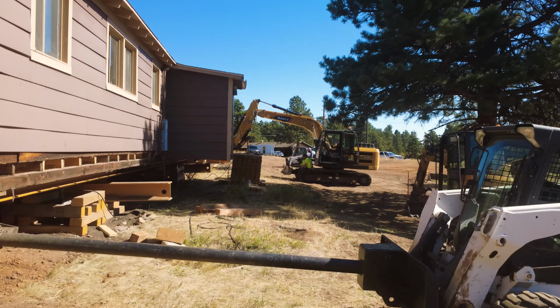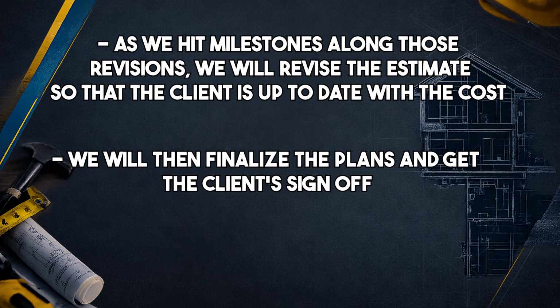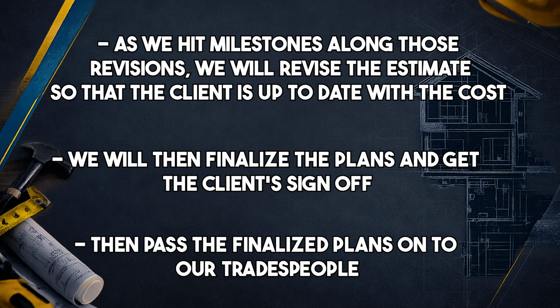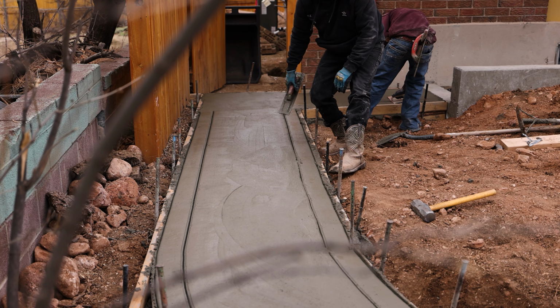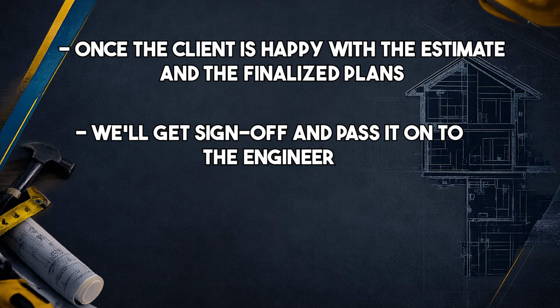This could be 4 revisions, this could be 20 revisions. As we hit milestones along those revisions, we will revise the estimate so that the client is up to date on how their changes are reflected in the cost. From there, we will finalize the plans, get their sign off, and pass the finalized plans on to our tradespeople. Mike will then finalize the estimate. Once they're happy with the estimate and the finalized plans, we will get sign off and pass it on to the engineer.